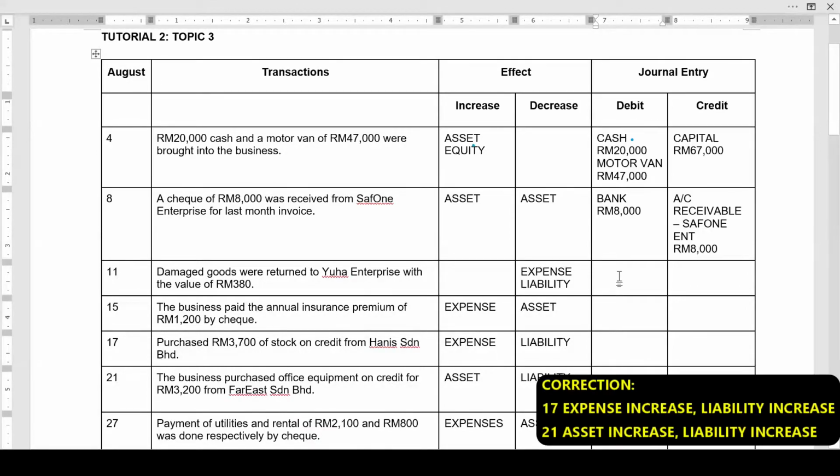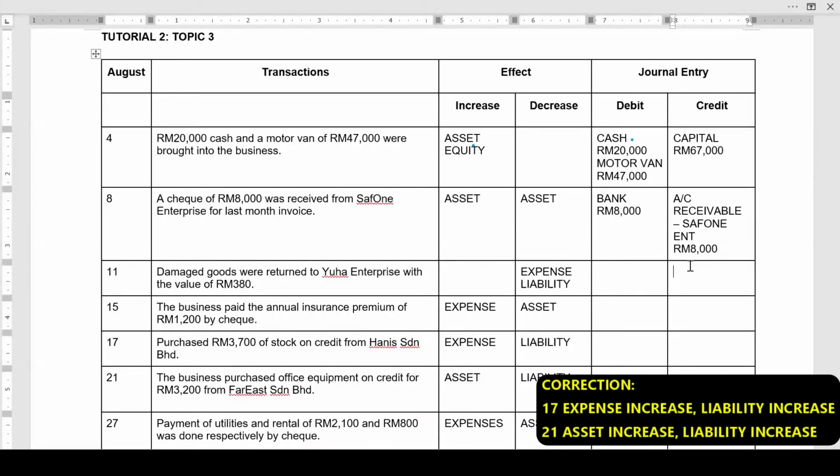Next, damaged goods were returned to Yuha Enterprise with a value of 380. Assuming this is a credit transaction as well. Why did you return goods to Yuha? Because you have purchased previously. The first time when you purchased the goods, you recorded an increase in expense, increase in liability, assuming that we purchased on credit. So when we return the goods to Yuha, our expense will be decreased. Expense decrease, credit.